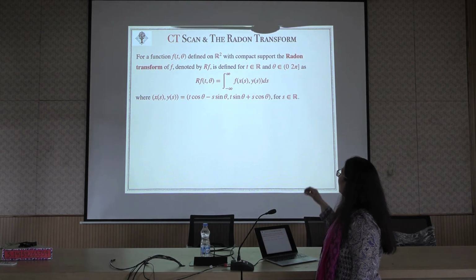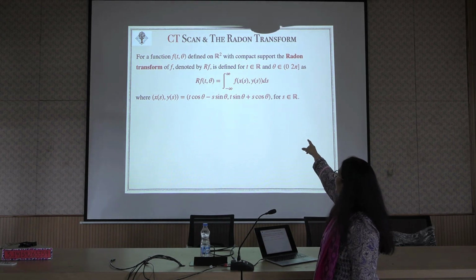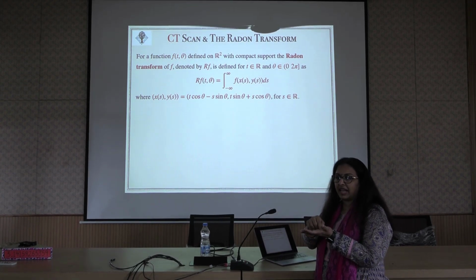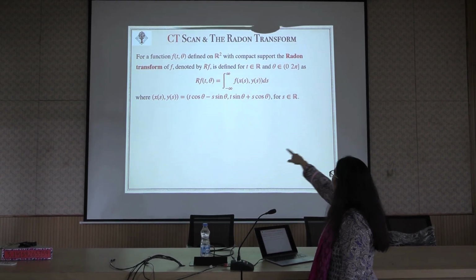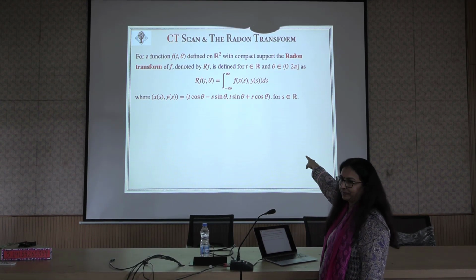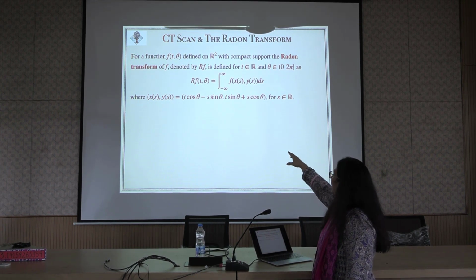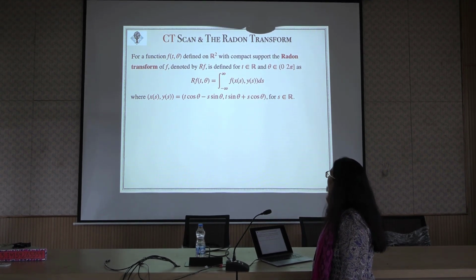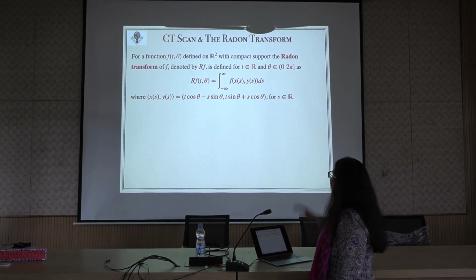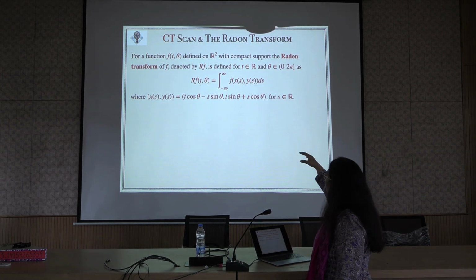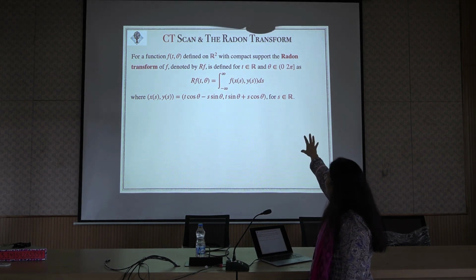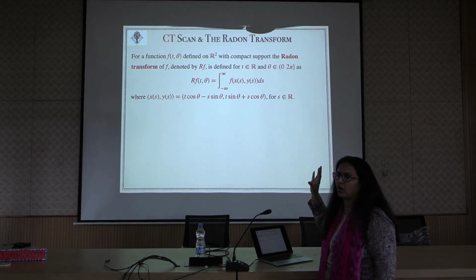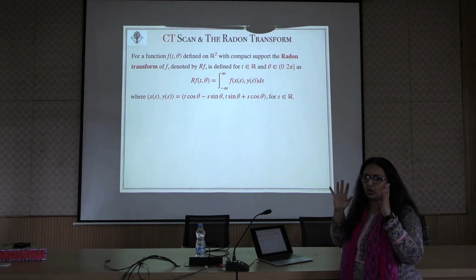So the Radon transform is measuring... the point is that your x(s), y(s) are parametrized in this manner. So x(s), y(s) is defined as t cos theta minus s sin theta, comma, t sin theta plus s cos theta, as s varies over R. And basically, the Radon transform is defined as this particular integral. And it exists provided your function satisfies some good properties.